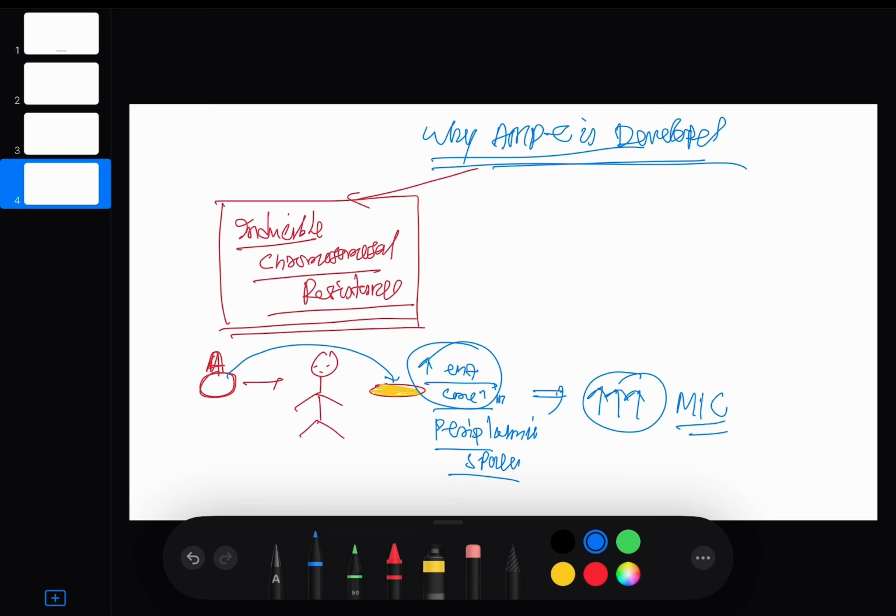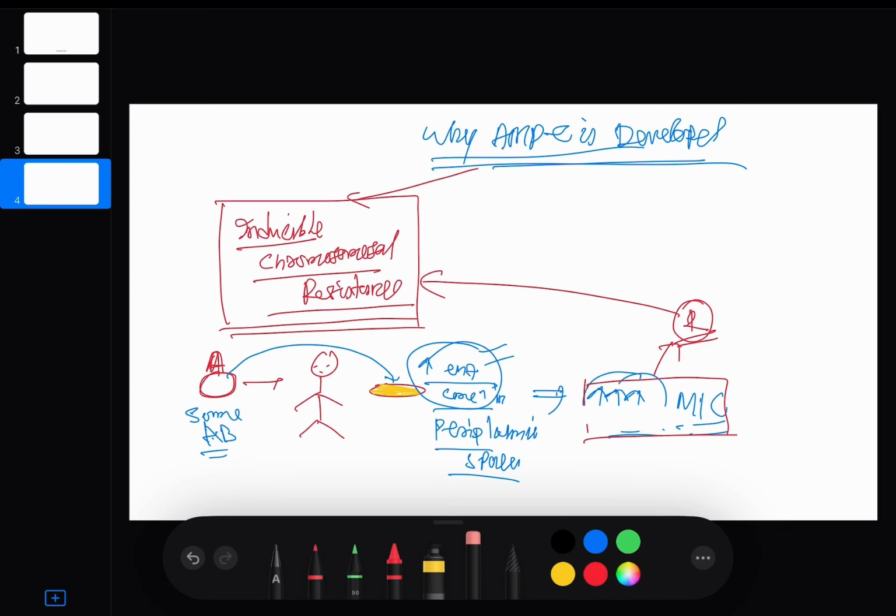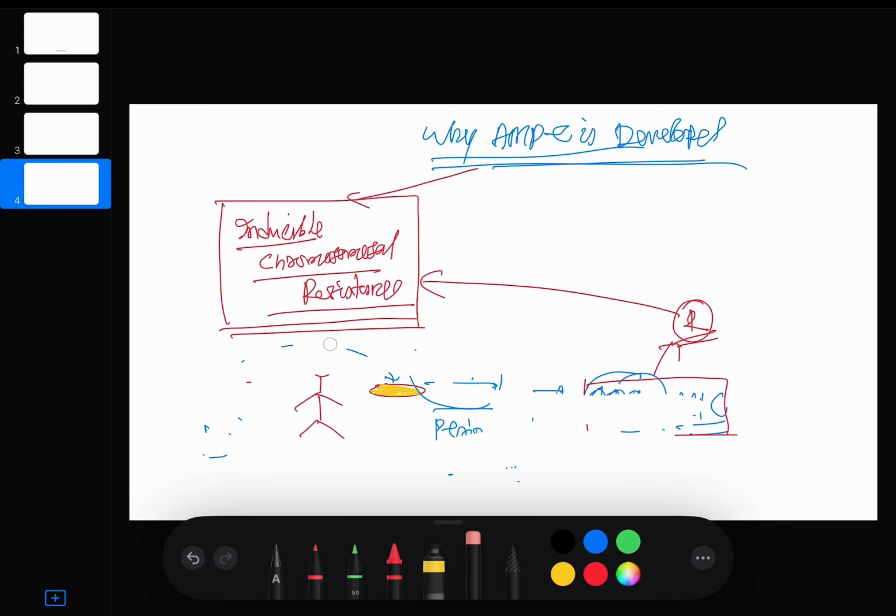When some antibiotics, not all antibiotics, cause an increase in the enzyme concentration in the periplasmic space of the bacteria, this causes an increase in the MIC, minimum inhibitory concentration. When there is an increase in the MIC, that is, the drug develops resistance, this is called inducible chromosomal resistance.